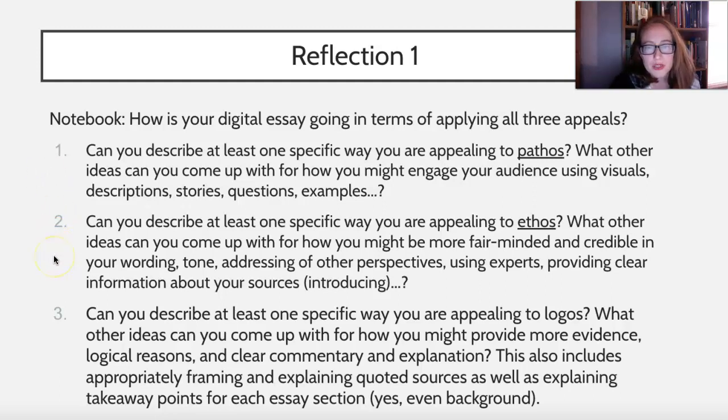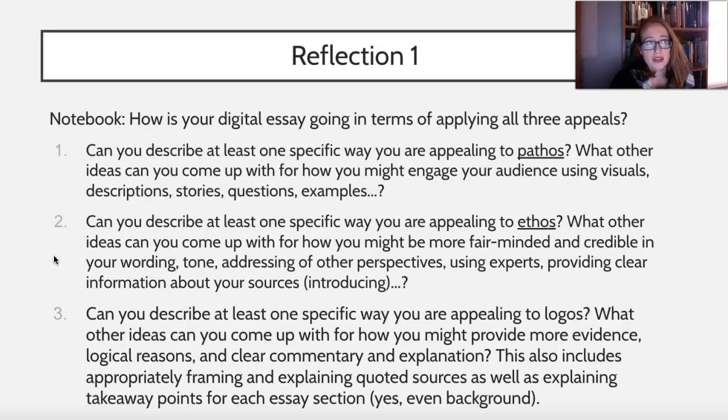Can you describe at least one specific way you're appealing to ethos? So we've been talking about ethos and credibility all semester. We're breaking it down a little bit more now, but it shouldn't be a new concept. We talked about it a lot with research, with being fair-minded, with the need to get other perspectives.